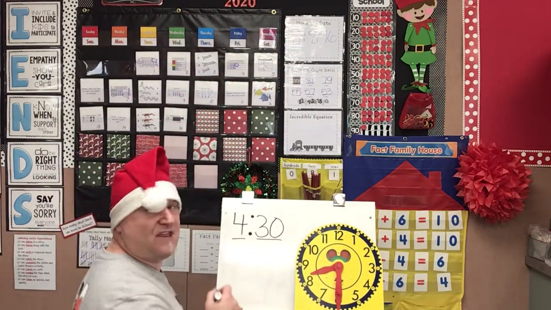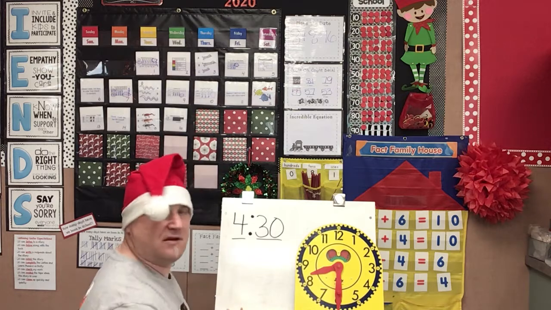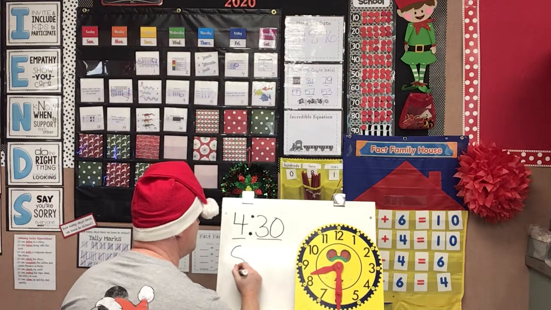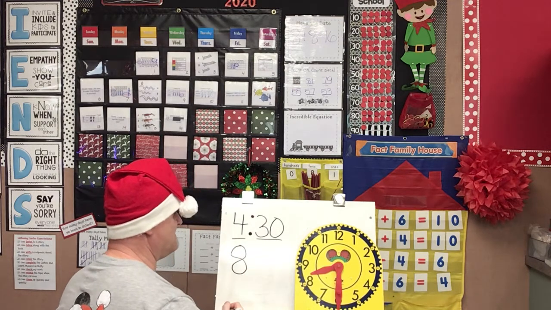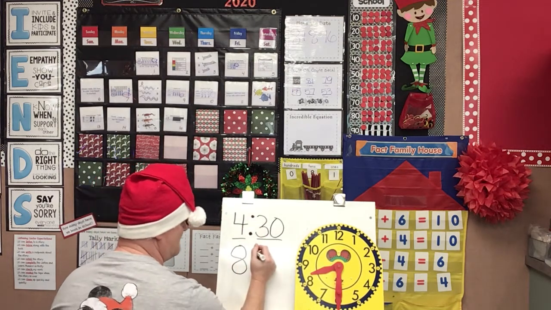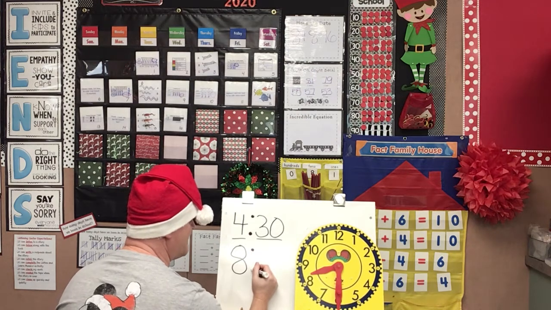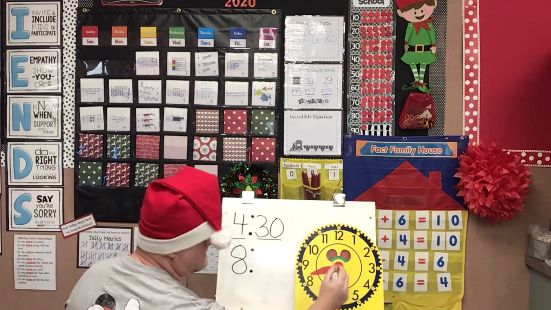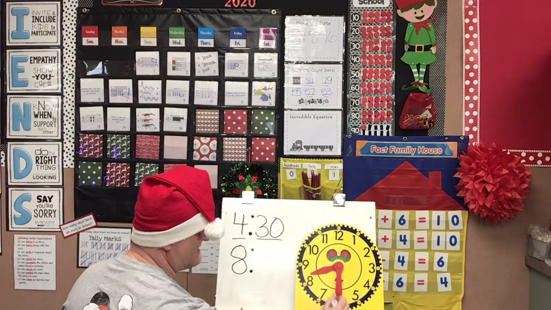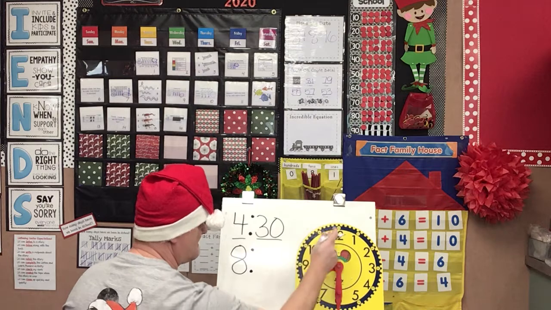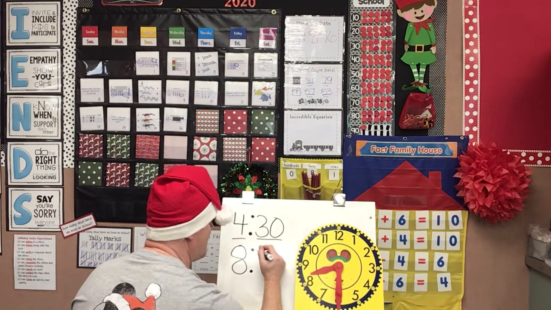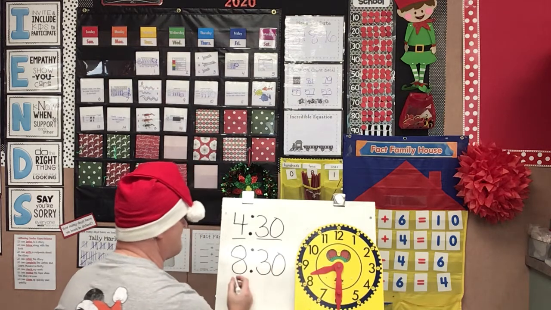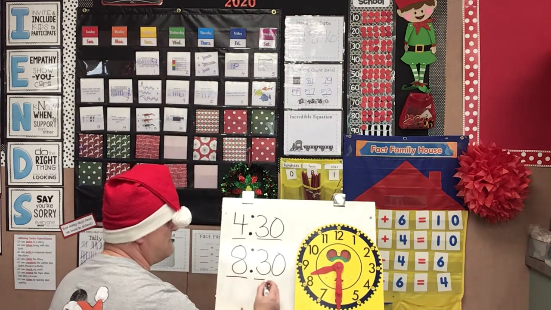So if it's 8:30, what do we want to write down first? Our hour. So we have 8. And then what do we use next? Our colon, because that separates the hours from the minutes. And then notice the minute hand is down here at the 6, that's 30. Cuts it right down in half. So we have 8:30. So we have our hours right here and our minutes right here.